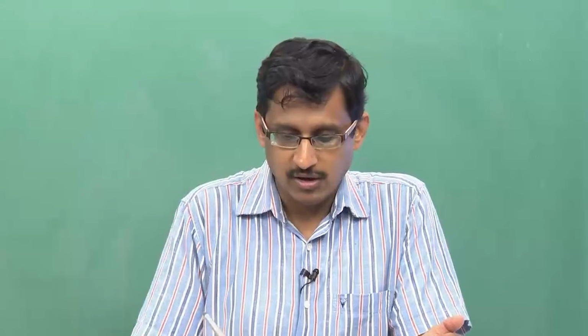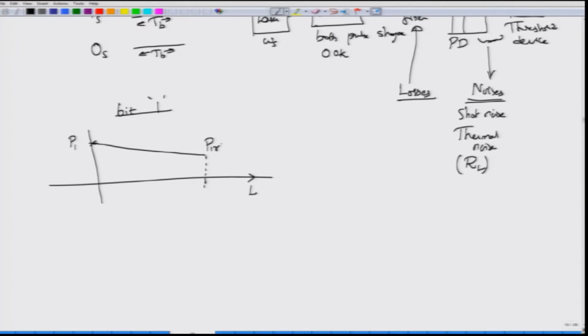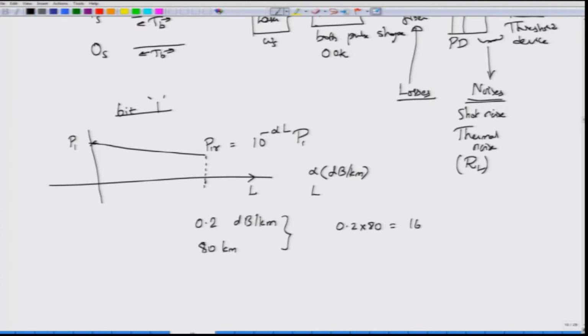So, at this point the received optical power, which we can write as P1R, will be given by 10 to the power minus alpha L times P1. I have used 10 to the power minus alpha L because alpha is measured in dB per kilometer, and L of course is the fiber length. So, if for example the losses are 0.2 dB per kilometer, then if I go a length of 80 kilometers, the total losses will be 0.2 into 80, which is 16 dB.